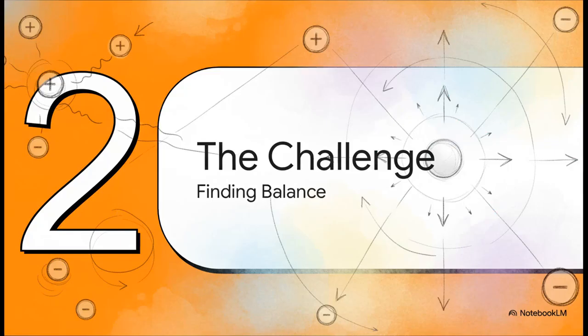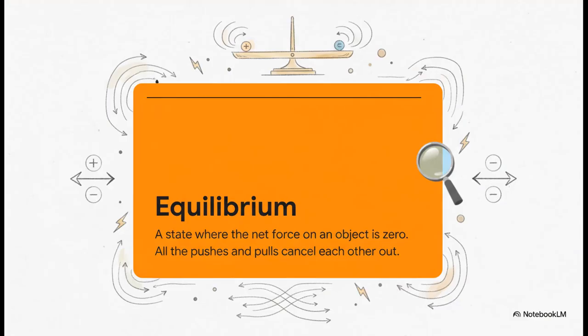Okay, so if we have all this pushing and pulling going on all the time, it begs a really interesting question, right? Is it possible to find a spot where all those forces just cancel each other out perfectly? A place where a charged object could just hang there, totally still? Well, yes, and that state has a name. It's called equilibrium. It's that point of perfect, beautiful balance.